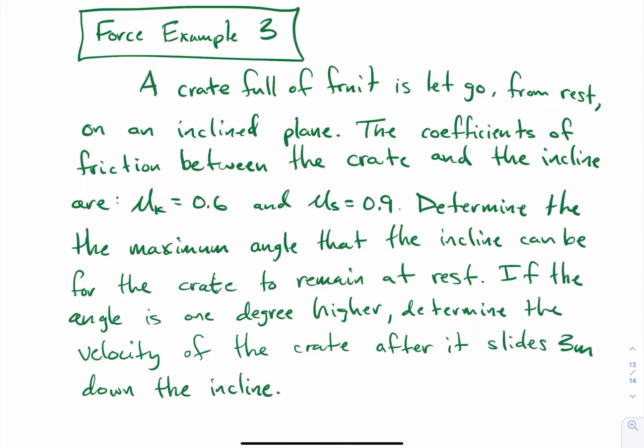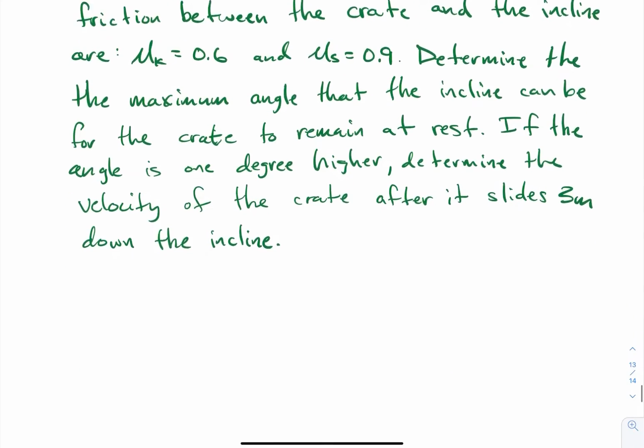We're going to determine the maximum angle that the incline can be for the crate to remain at rest, so for the crate to remain impacted only by static friction. Then, given that the angle is 1 degree higher, we're going to determine what the velocity of the crate will be after it slides 3 meters down the incline. So this is a two-parter. We're going to start this problem like any other problem by drawing a picture.